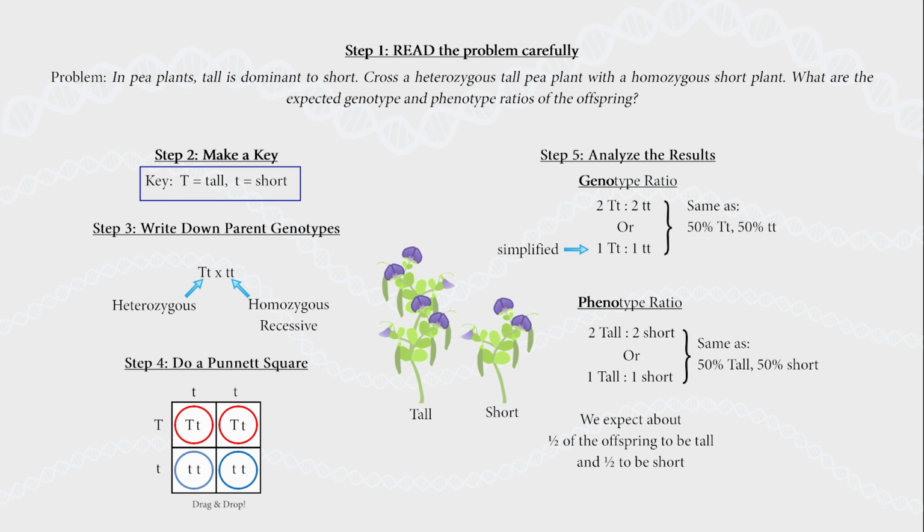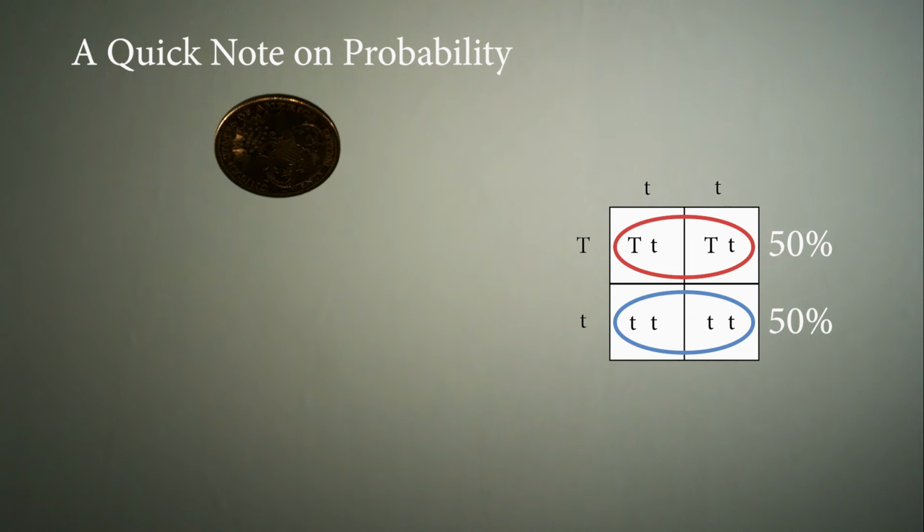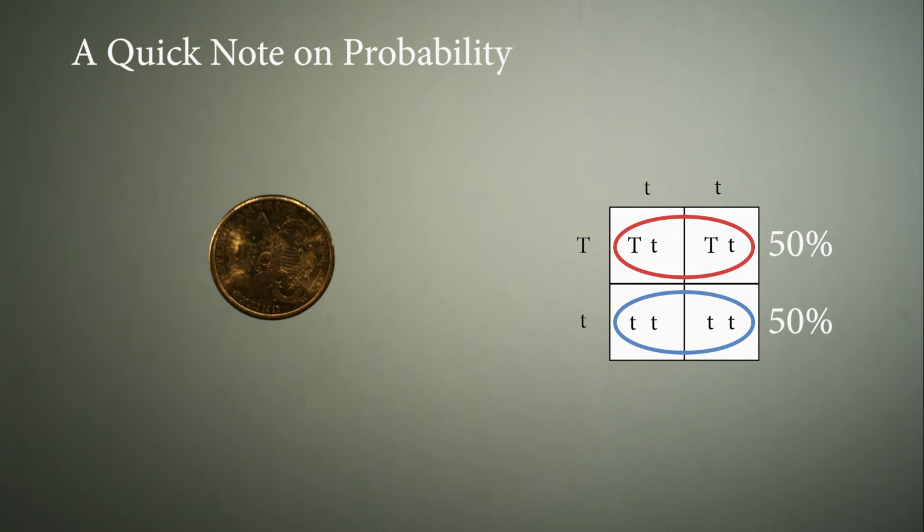But just because there's a 50% chance of getting a tall plant, doesn't mean you'll always get half tall and half short. Probability is a prediction, not a guarantee. It tells us what's likely to happen across many offspring, not necessarily what will happen for sure in a small group. It's a lot like a coin toss. Over time, we expect a 50-50 split, but we might not get exactly half heads and half tails, especially if we only toss the coin a few times.